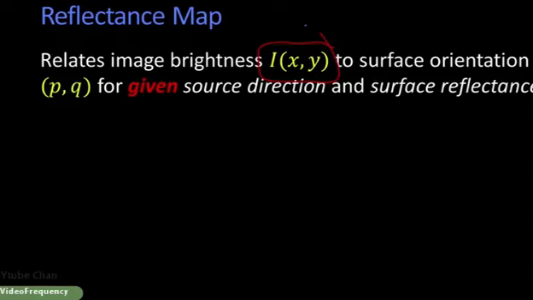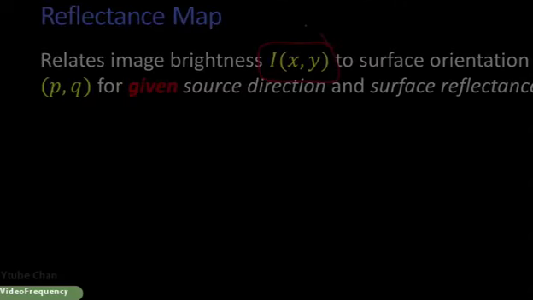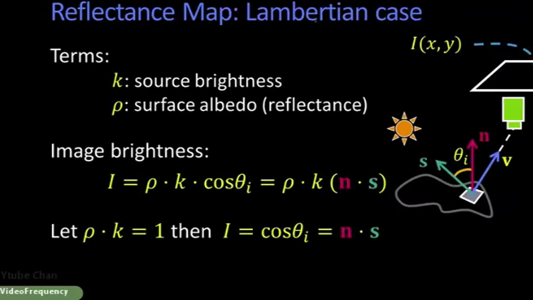All right. So the reflectance map relates the image brightness to the surface orientation, remember p and q, for a given source direction and a given surface reflectance. So this assumes, for the moment, that you know the source direction and you know the surface reflectance. Let's first consider the Lambertian case.